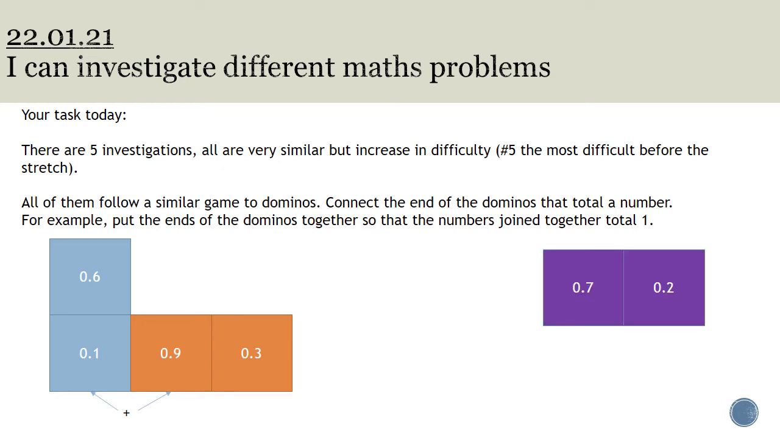Now let's look at another domino to be added in. The ends I have are 0.7 and 0.2. If I were to add 0.7 and join that to another domino, either 0.3 or 0.6, which one of those two would make 1? Remember, because it's in the tenths column, you need to find the number bonds to 10.